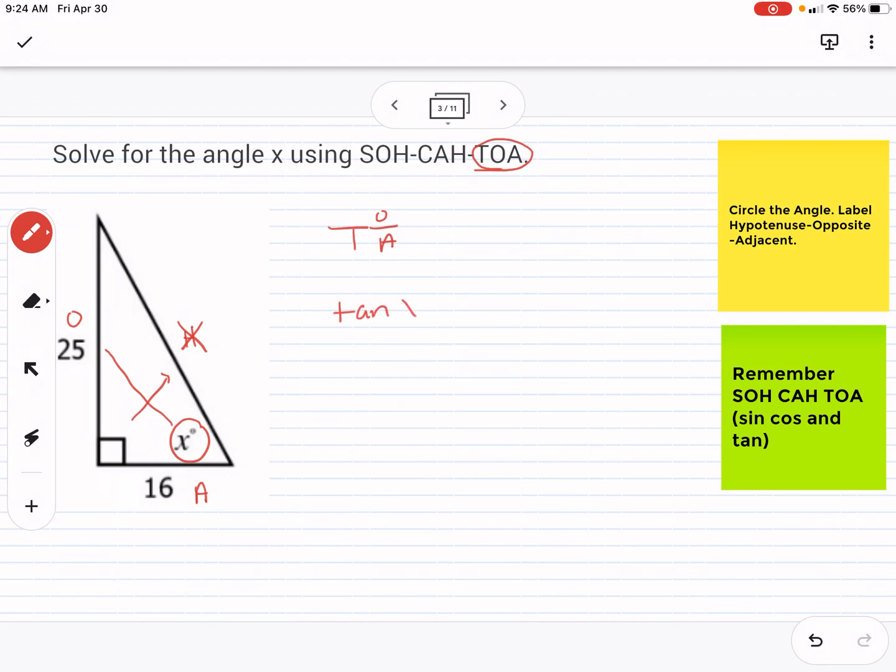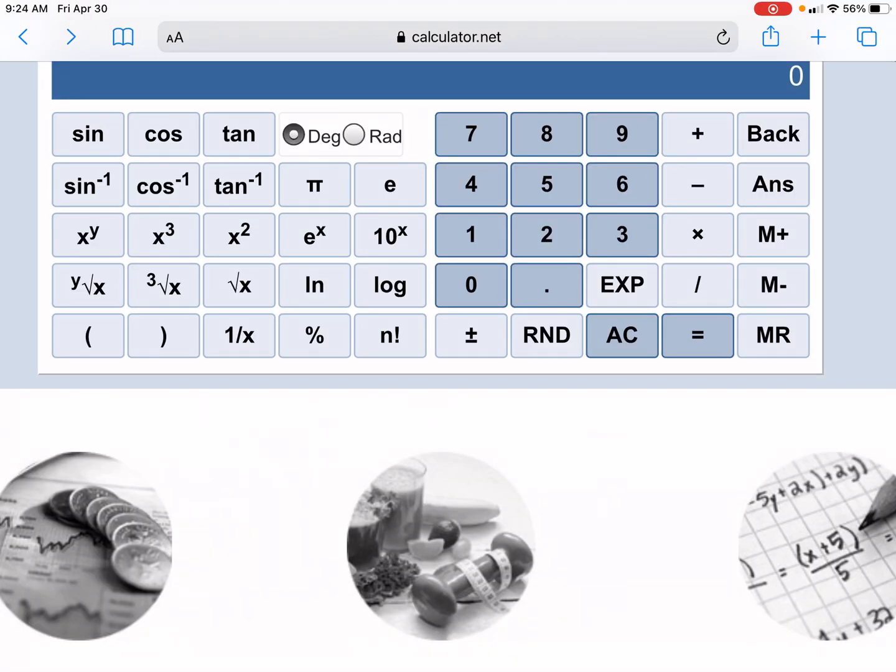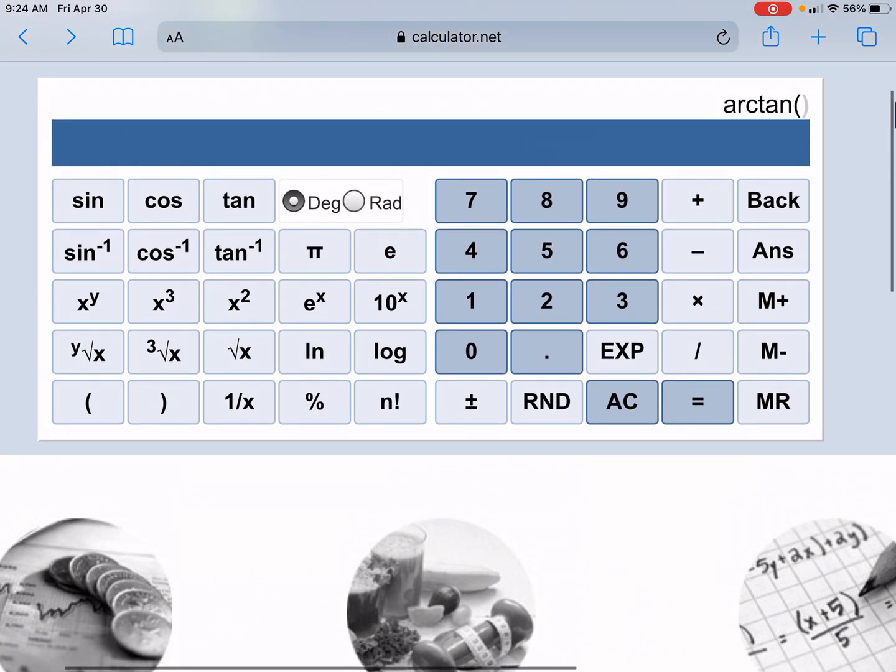So we're going to use TOA for this problem. So tan angle X equals O, which is 25, over A, which is 16. Here we're solving for a missing angle, so we're going to have to move that tan to the other side. When you do that, it changes to tan^-1 or inverse tan of 25 over 16. And we can plug this into our calculator. So my answer comes out to about 57.4.